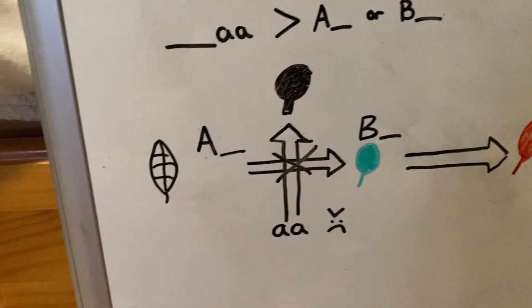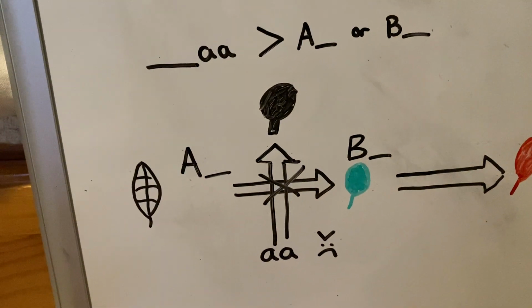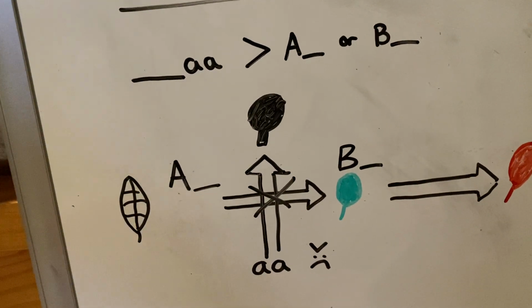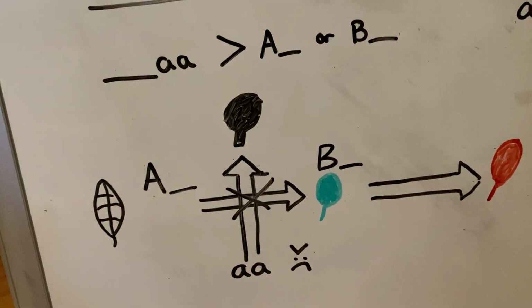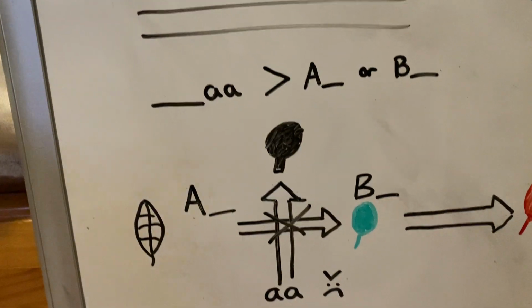But if you end up expressing the little a here, it creates a compound that makes that leaf turn black, and the other ones are unable to be expressed. You don't end up seeing the green or the red here. You end up with just a black leaf.